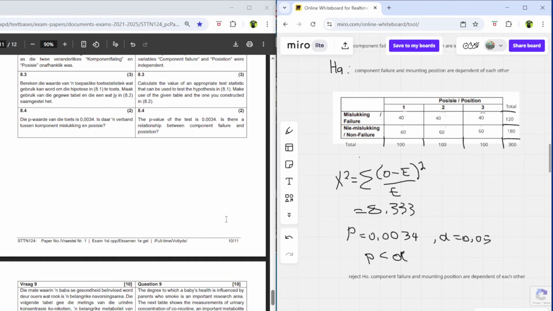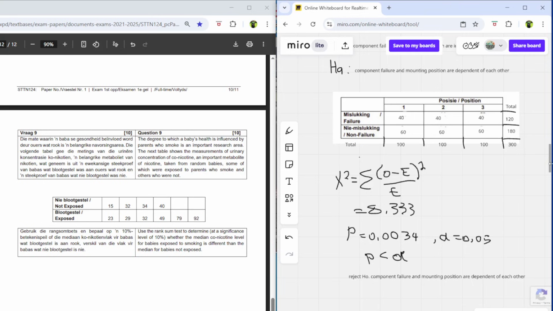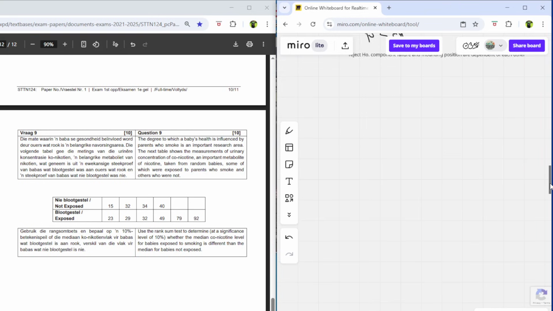That is unit 6. And the last but not least question, 10 marks. That is unit 7. The degree to which a baby's health is influenced by parents who smoke is an important research area. The next table shows the measurements of urinary concentration of nicotine, cotinine, an important metabolite of nicotine, taken from random babies, some of which were exposed to parents who smoke and others who were not. So not exposed is 2, 4, and then exposed is 2, 4, 6.